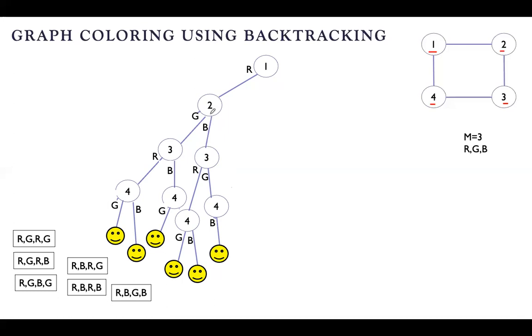Next, go back to vertex 2. When we go back to vertex 2, here also we have checked for RGB. Then we'll go back to vertex 1. In vertex 1, we have covered for R. Next, we have to cover for G. Next, we shall start with G.